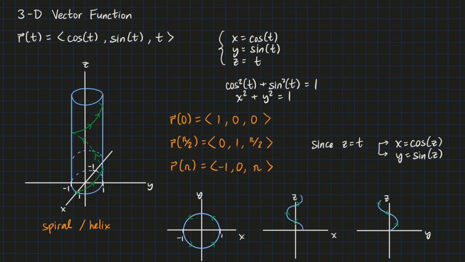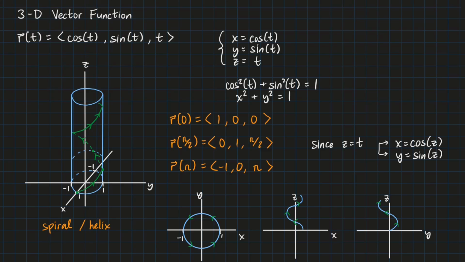So looking straight down the z-axis, we would see the curve along x and y, and we'll see that it's in a circular shape that goes counterclockwise. If we look at it from either of the sides, we'll see that the curve looks like a sinusoid going up. So basically what's going on here is that as t increases, it goes around counterclockwise, but since z equals t, it also moves up. So that's how we have the spiral or helix created.